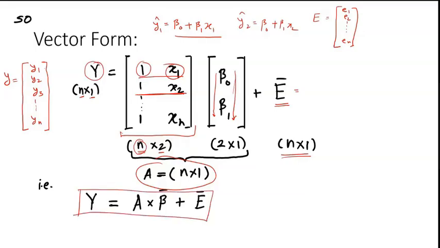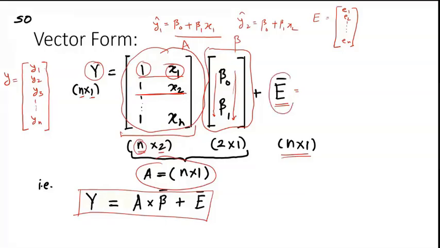So y, all the outputs collected and placed in one column, is equal to this matrix A multiplied by this beta vector, added with the error vector. So I can call this the error vector. This is the beta vector. This is the A matrix, which has this construction. Okay, so keep this in mind. It will come to you again maybe in the next derivation.